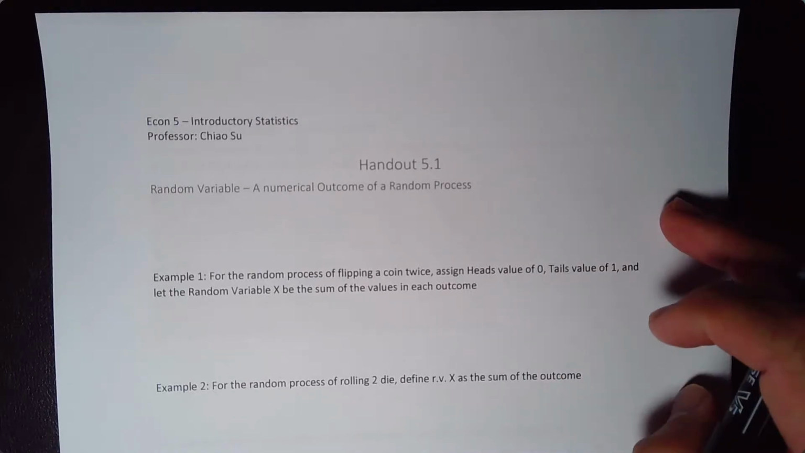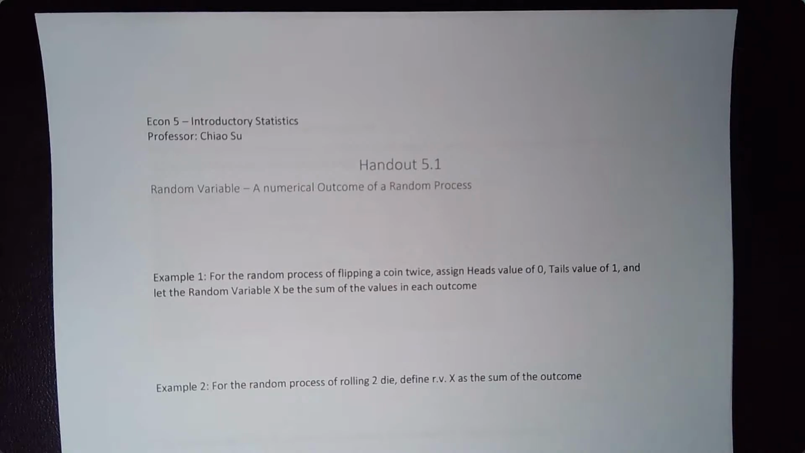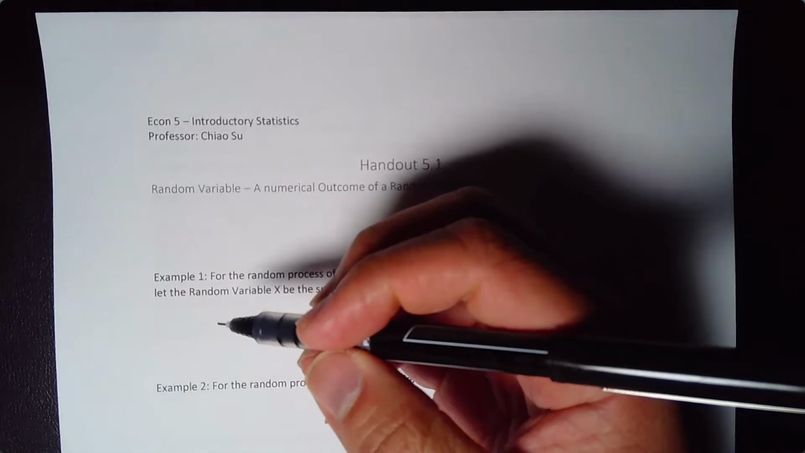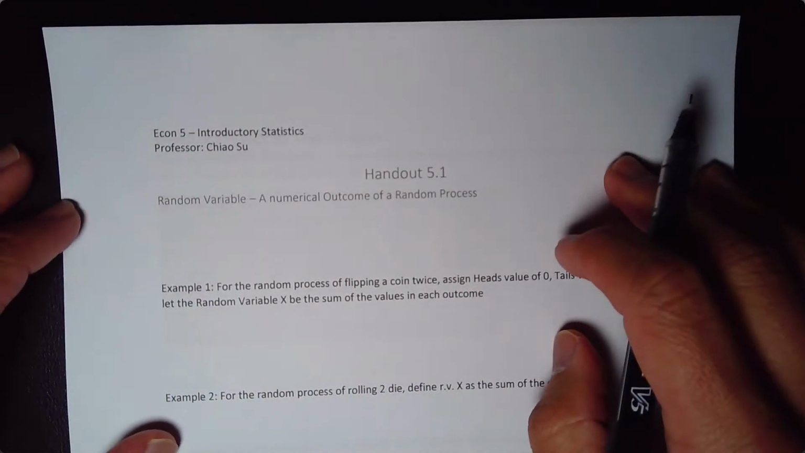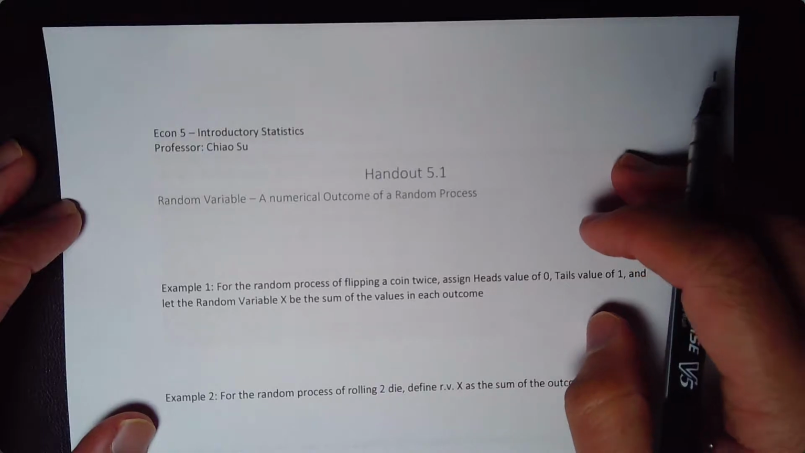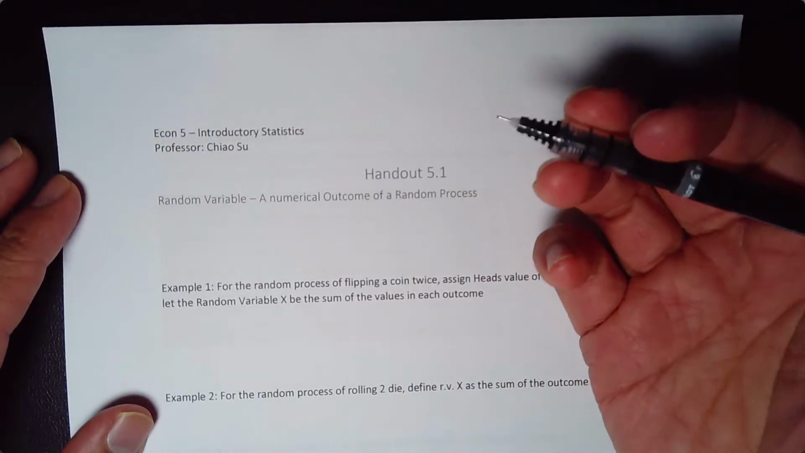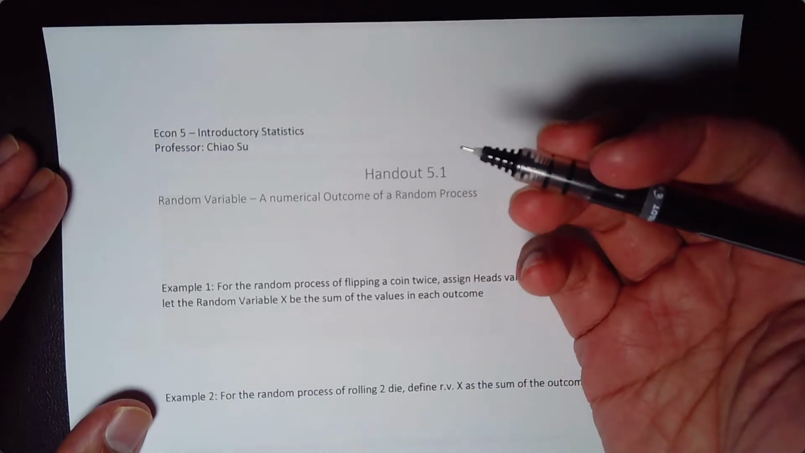Okay, all right. So in chapter 5, we are going to finally define what is a random variable. But let's go back a little bit and think about the idea of a random process, or a random experiment, or a statistical experiment. A statistical experiment is just a process with well defined outcomes.